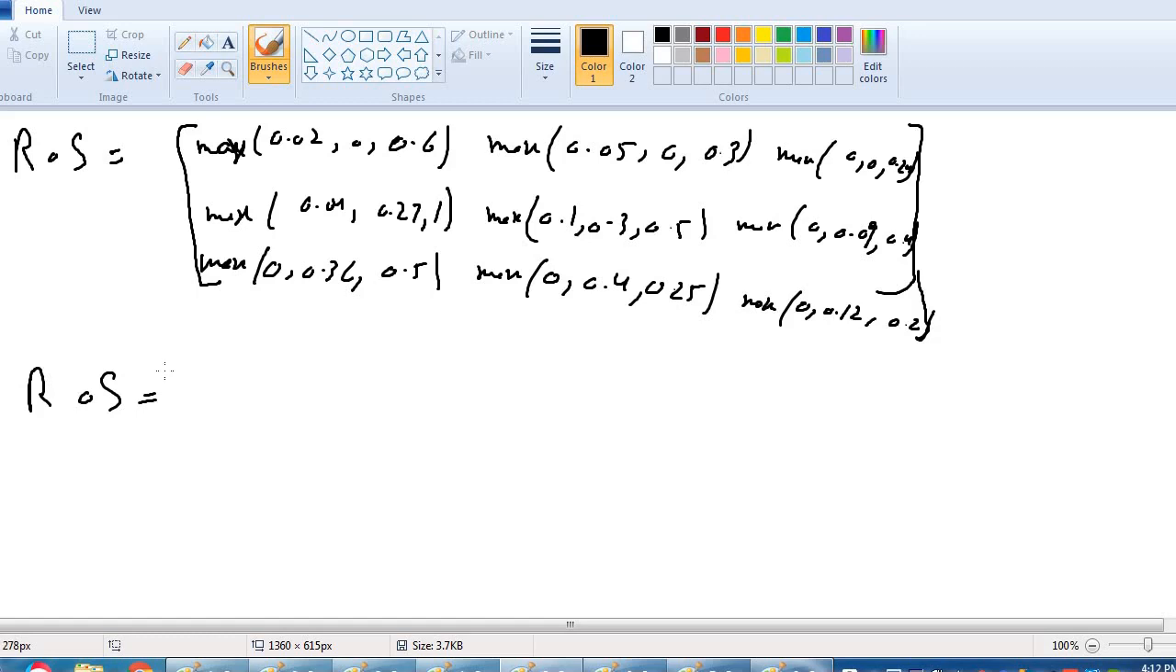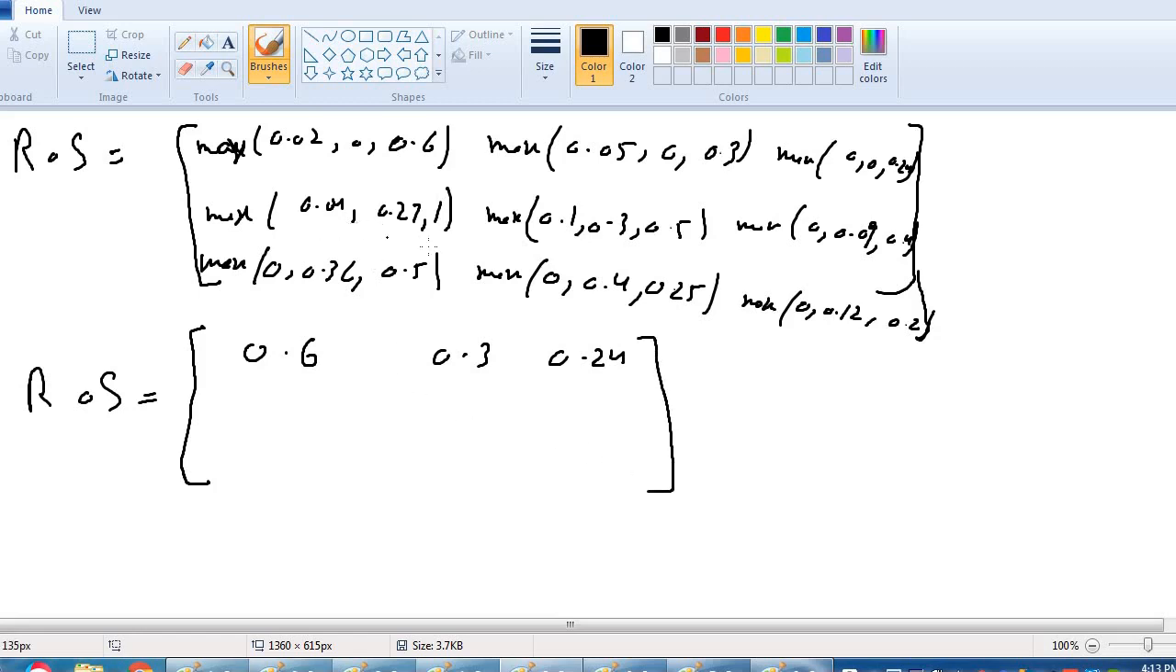We can see that when we are dealing with t-norms, all our values are between 0 and 1. These values can never go outside 0 and 1. Now we take their max. The max of 0.02, 0 and 0.6 is 0.6. Then the maximum of 0.05, 0 and 0.3 is 0.3. Then their maximum value is 0.24.